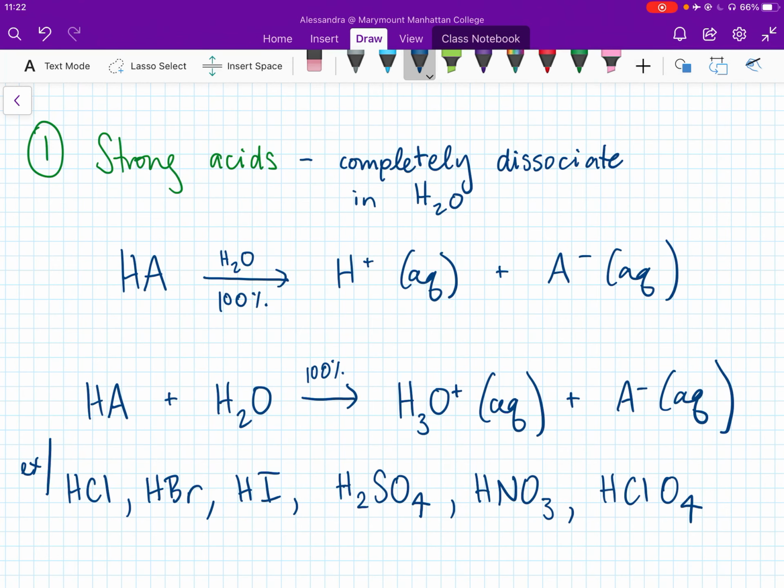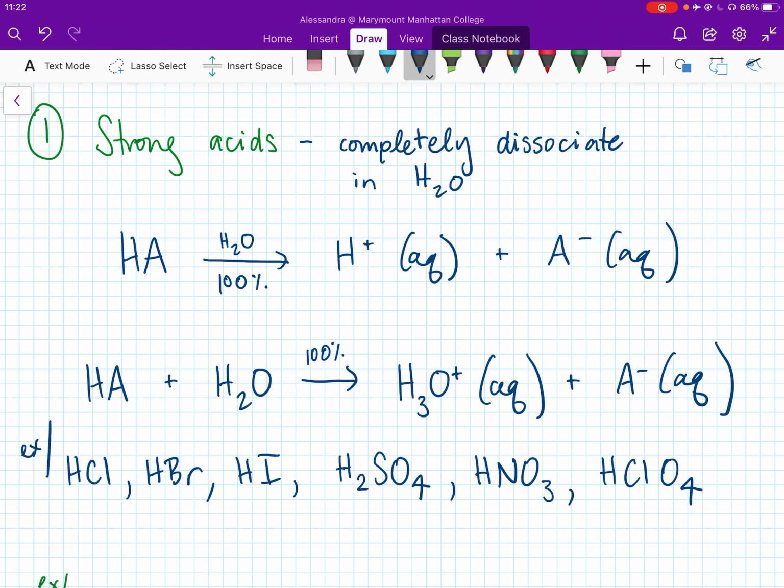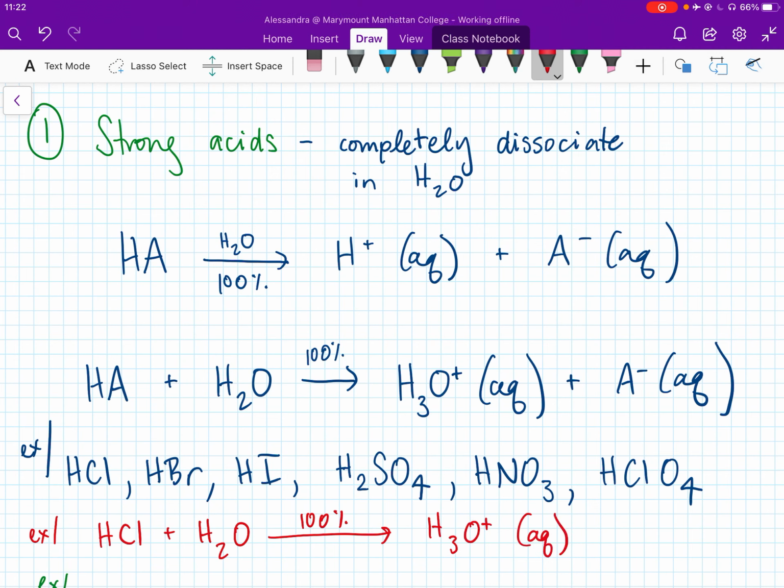Now, what happens when any of these dissociates in water? Well, we can write an example reaction. Let's just take HCl. HCl plus H2O, if I stick that one in water, it completely dissociates. Okay, so here I'm using water as a reactant. So what I'm doing is I am forming the hydronium ion, and then the conjugate base would be chloride.